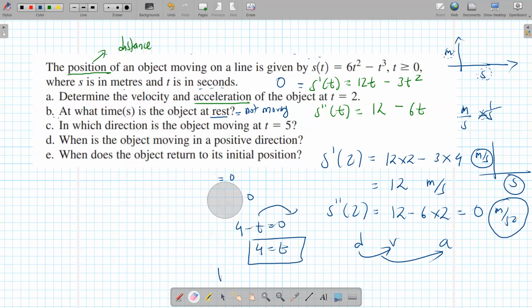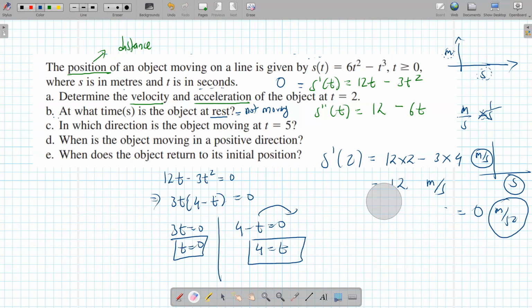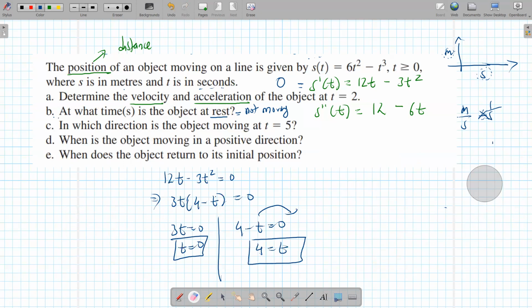C, in which direction is the object moving when time is 5 seconds? So basically, is it moving up or down? That's what it says, I think. To do this, something moving means it's going to be the velocity, the speed. We're going to have to end up graphing this guy.